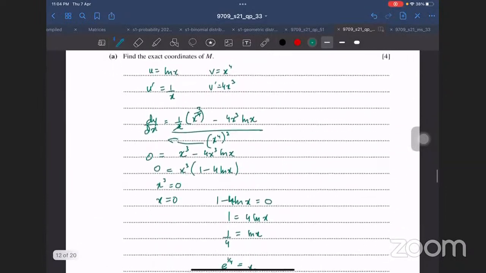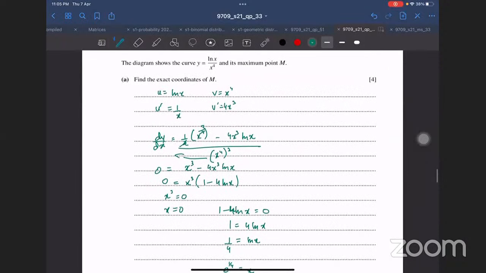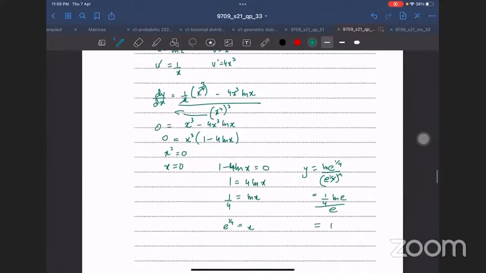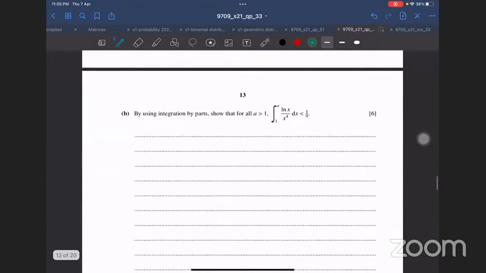Okay. So e power 1 over 4 is the x coordinate. In order to find the y coordinate, I can just plug it in. ln e power 1 over 4, over e power 1 over 4, power 4. That gives me 1 over 4 ln e over e. So this is 1 over 4e. So the coordinates of M are e power 1 over 4, comma 1 over 4e. Yes, that's the correct answer.